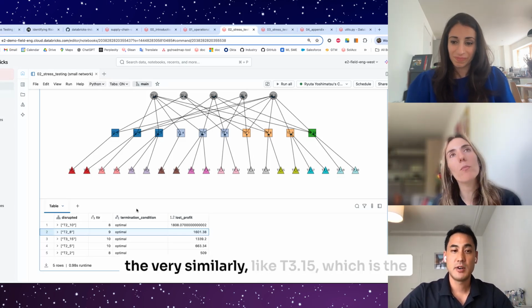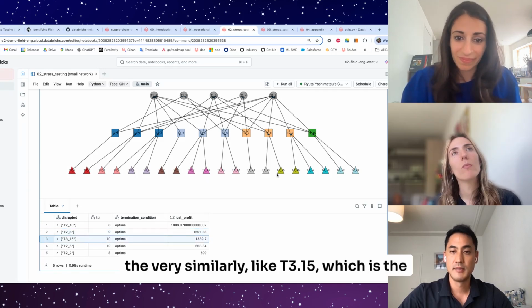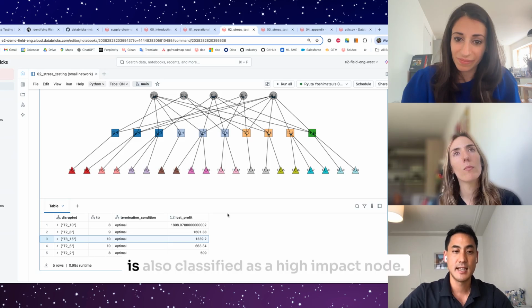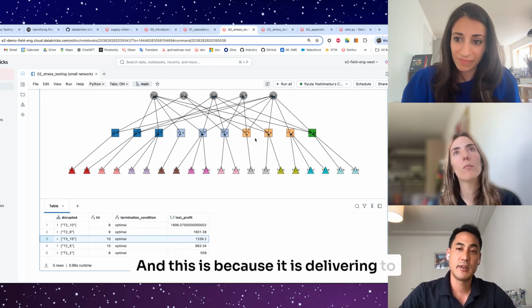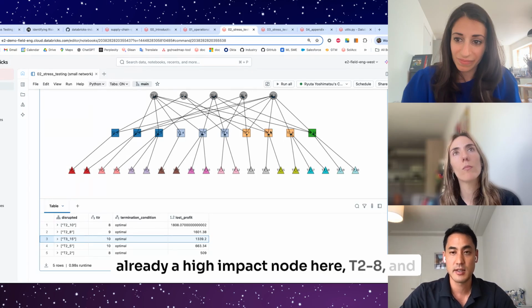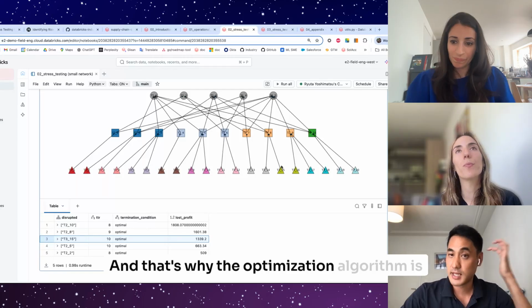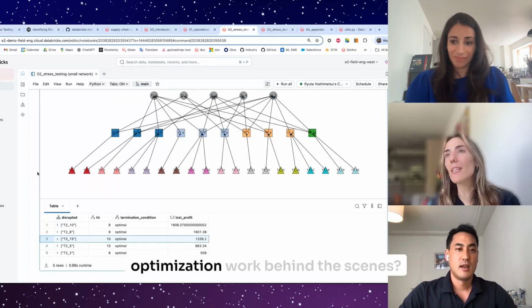Cool. And very similarly, T3.15, which is the single source material provider for the C28, is also classified as a high impact node. And this is because it is delivering to already a high impact node here, T28, and this is a single source of that material with a long TTR. And that's why the optimization algorithm is able to find that this node is also a risk. The optimization works behind the scenes.